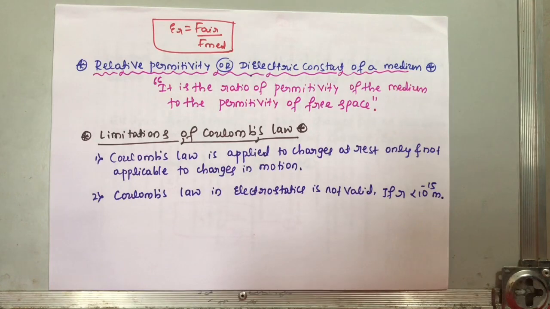There are certain limitations for Coulomb's law. It is applicable to charges at rest only. Suppose the charge is in motion, it is not applicable for that concept. It is applicable only when the charge is at rest. And the second limitation is Coulomb's law in electrostatics is not valid if r is less than 10 to the power of minus 15 meters.